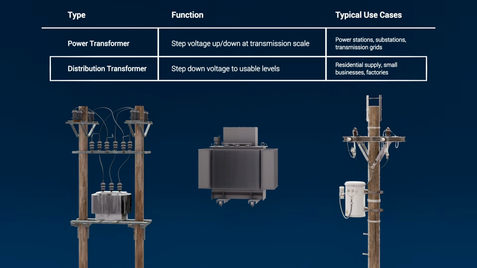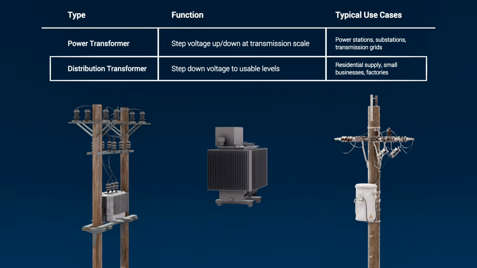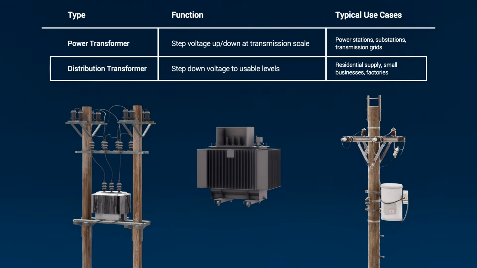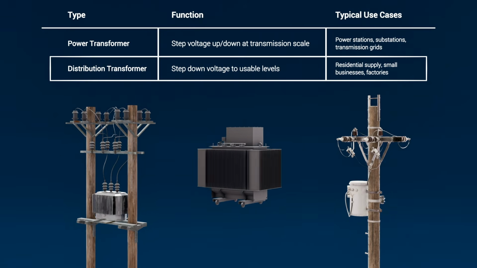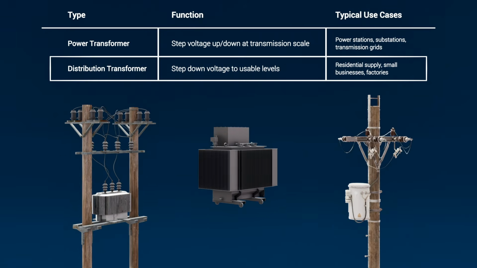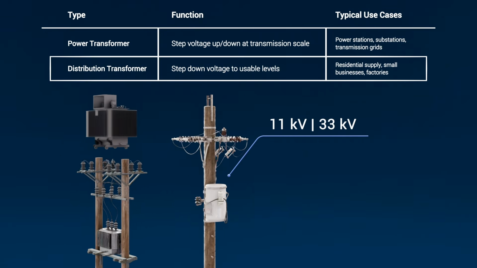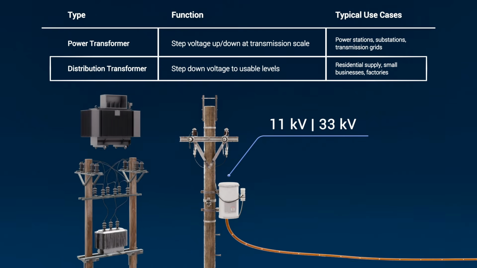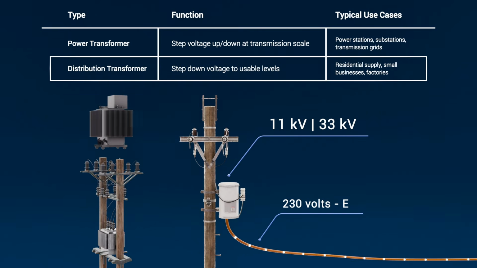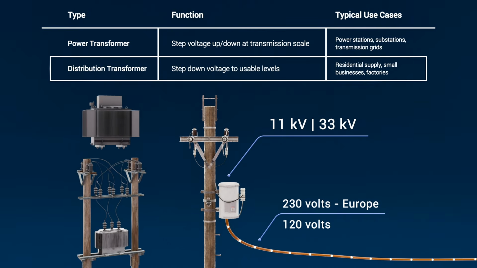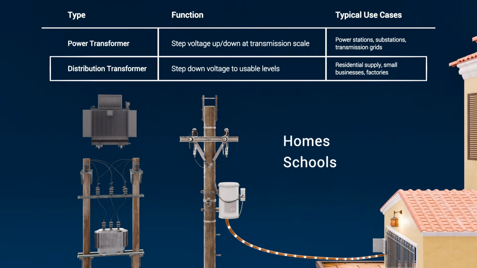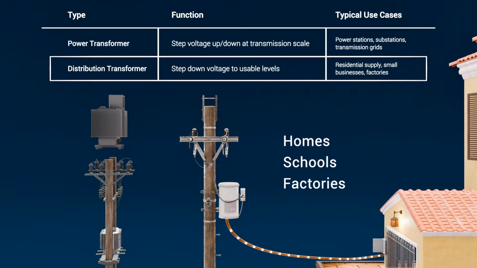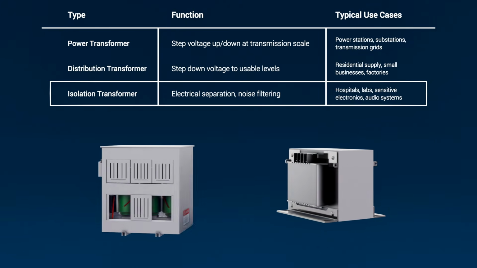Smaller than power transformers, these are the ones you see perched on utility poles or tucked inside street cabinets. Their task is to take medium voltage electricity from the grid, say 11 kilovolts or 33 kilovolts, and step it down to the familiar 230 volts in Europe or 120 volts in the US, making electricity usable for homes, schools, and factories. Then we have isolation transformers.